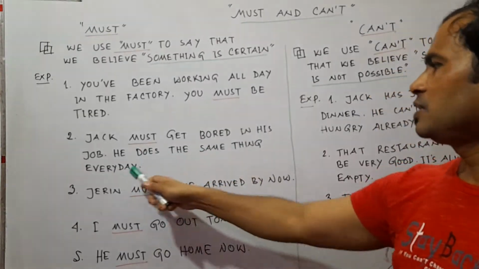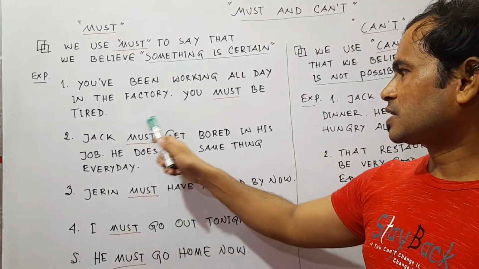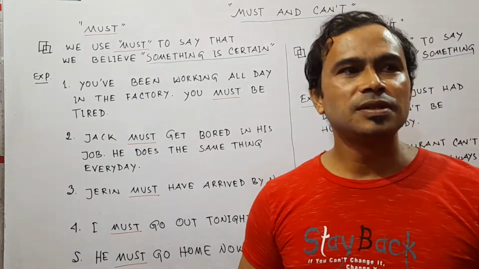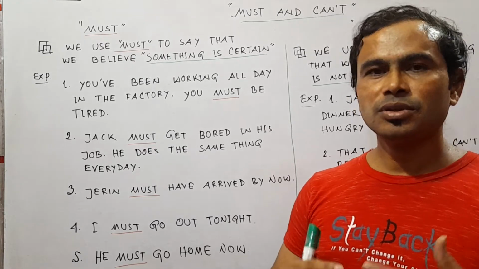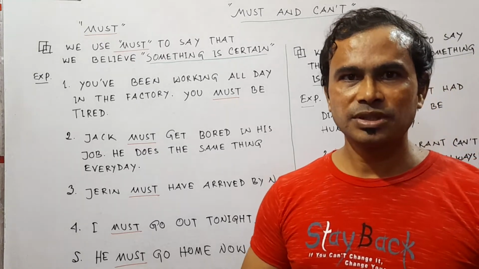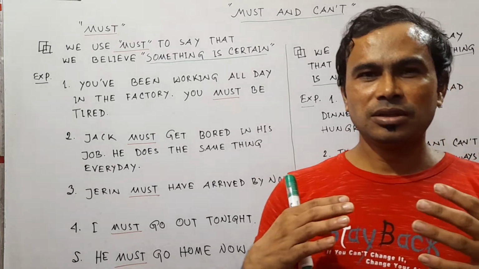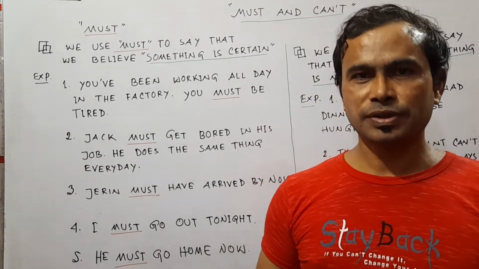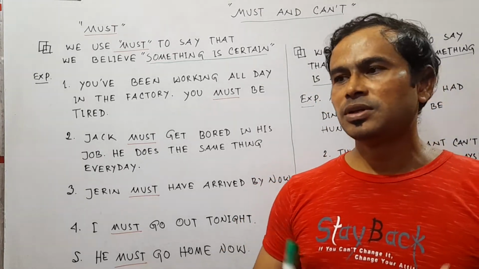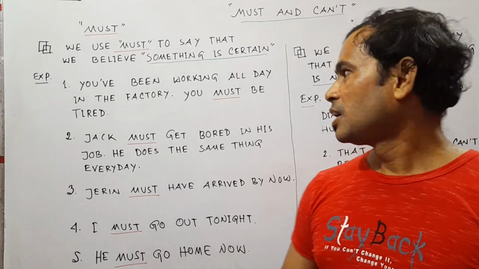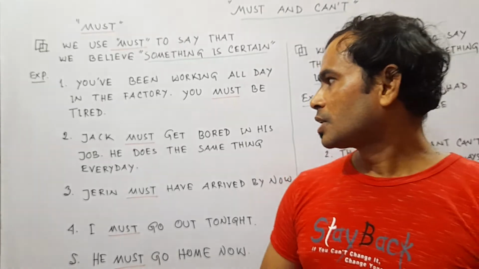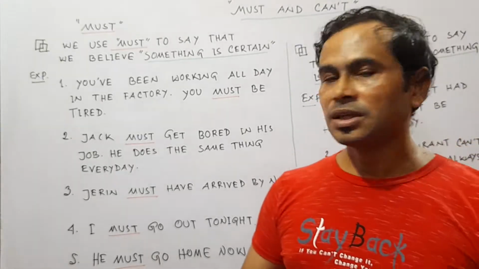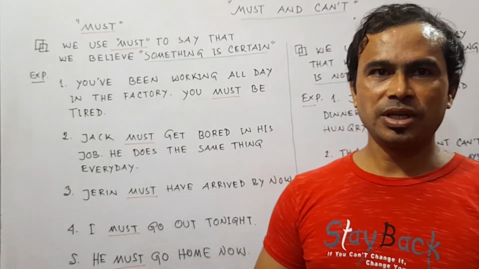Okay. So friends, the next example is: Jack must get bored in his job. He does the same thing every day. What does this sentence mean? It means generally people go to office daily and do their office work. If they do the same task every day, they get bored in their job and they wouldn't be satisfied.